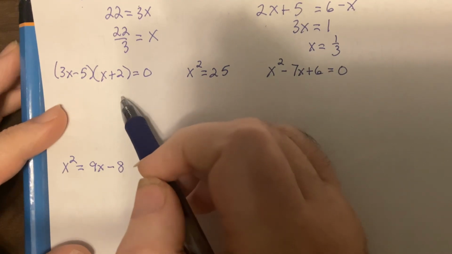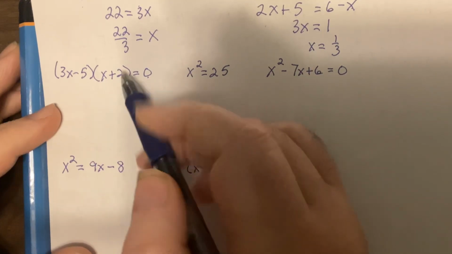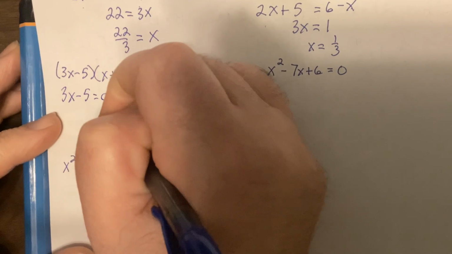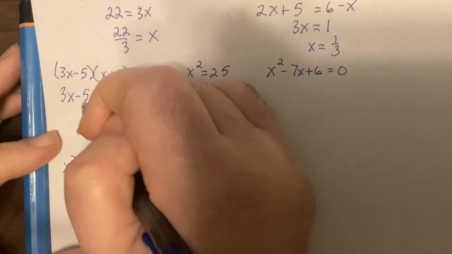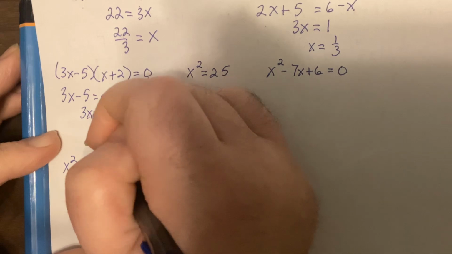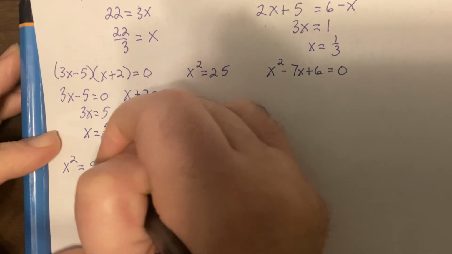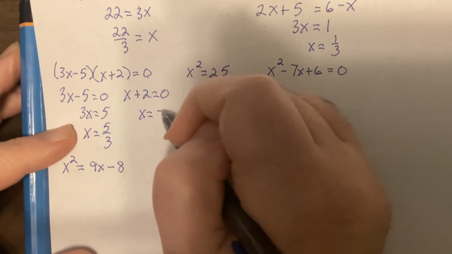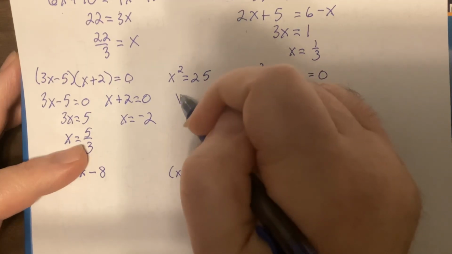So here, the question is, do you have something equal to 0? Yes. Do I have a product? Yep. So you set each one equal to 0. So add 5, divide by 3. Here's subtract 2. Here I'm going to subtract 25.